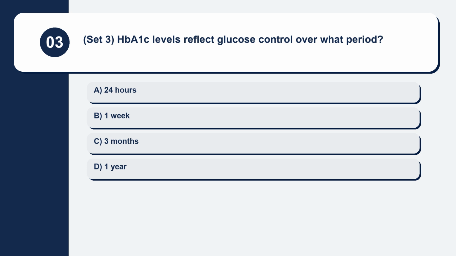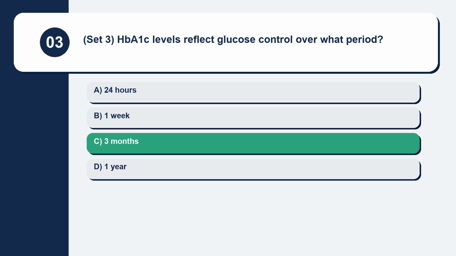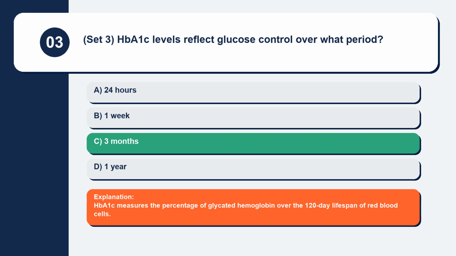Question 3. Set 3. HbA1c levels reflect glucose control over what period? 24 hours, 1 week, 3 months, 1 year. HbA1c measures the percentage of glycated hemoglobin over the 120-day lifespan of red blood cells.